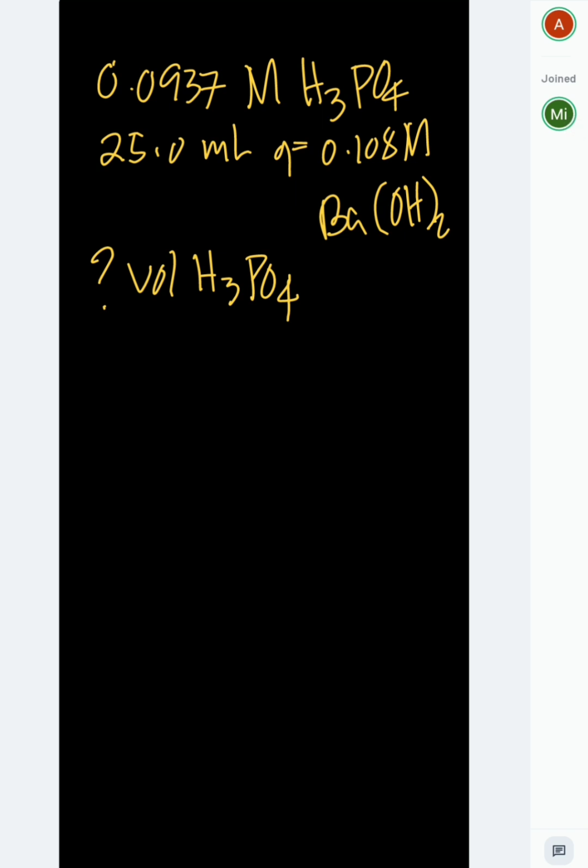So yeah, we start with 25 ml, but you can write the balanced equation first, because you need the mole ratio. So you need a balanced equation. Yeah, plus barium.